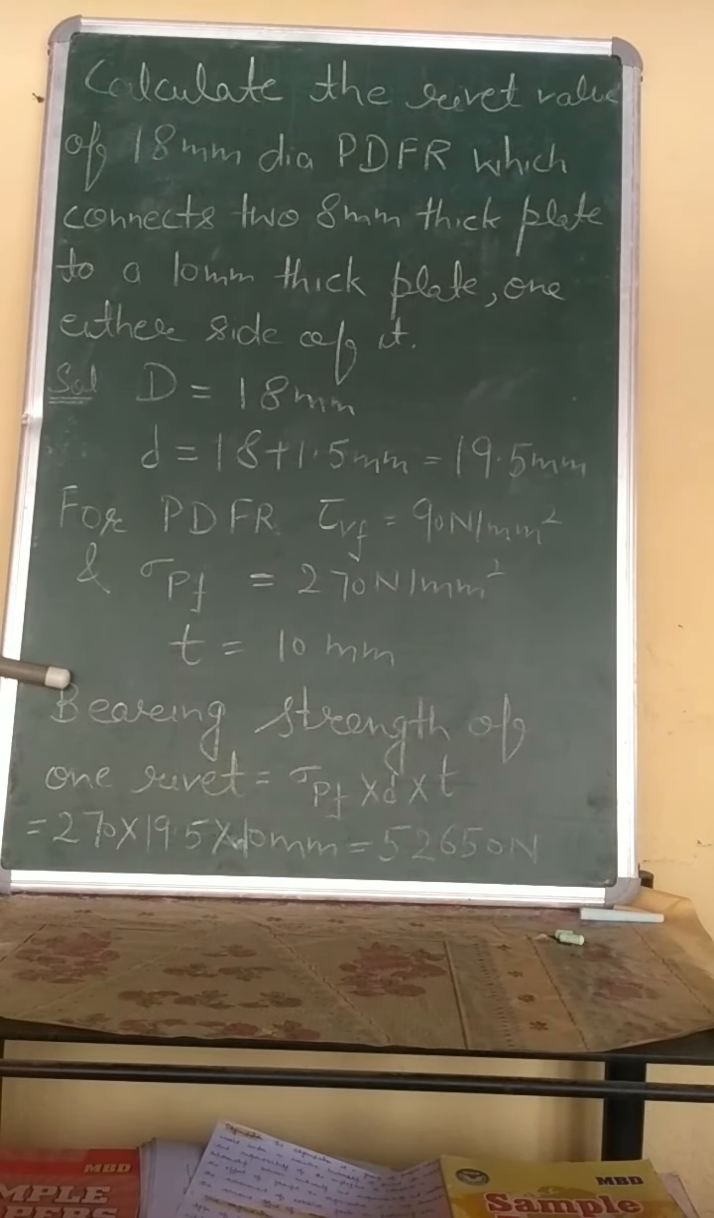We have to calculate the bearing strength of one rivet, that is equal to sigma PF into d into t, putting all the values in the given equation. Sigma PF 270 into d 19.5 into t 10 mm, that is equal to 52,650 Newton.